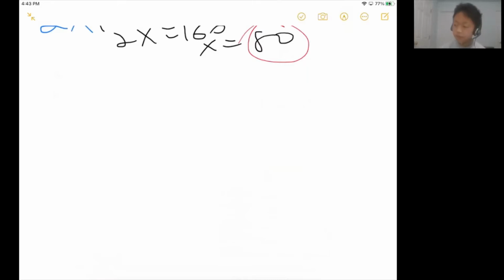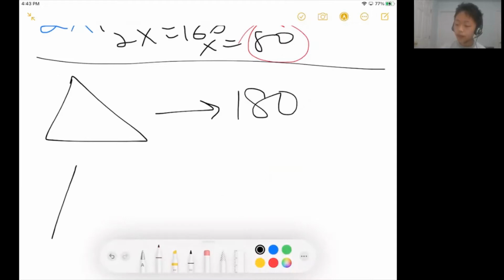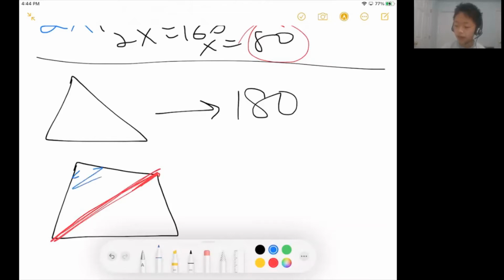So let's first, we know that the sum of the angles in a triangle is always going to equal 180 degrees, right? But let's say we have a quadrilateral, how would we find the sum of the four angles in a quadrilateral? Well, to do that, what we can do is split the quadrilateral, not in half, but into two triangles, one triangle here and one triangle here.